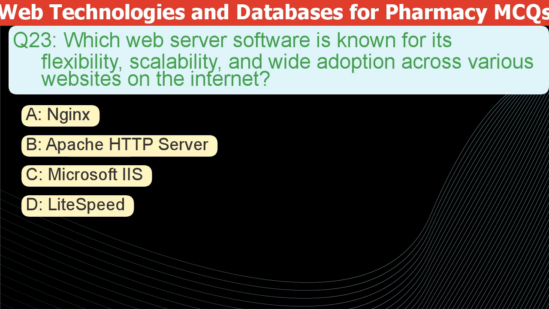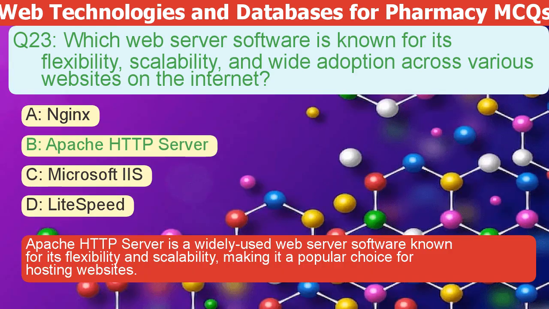Which web server software is known for its flexibility, scalability, and wide adoption across various websites on the Internet? A. Nginx. B. Apache HTTP Server. C. Microsoft IIS. D. Lightspeed. The correct answer is B. Apache HTTP Server is a widely used web server software. It's known for its flexibility and scalability, making it a popular choice for hosting websites.